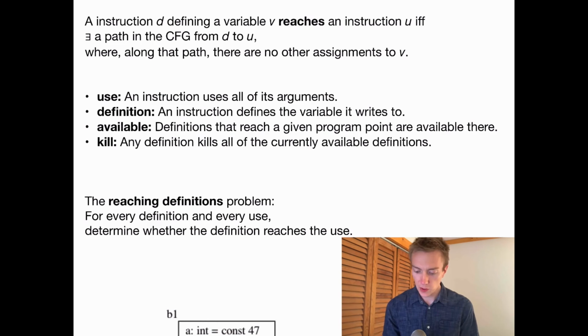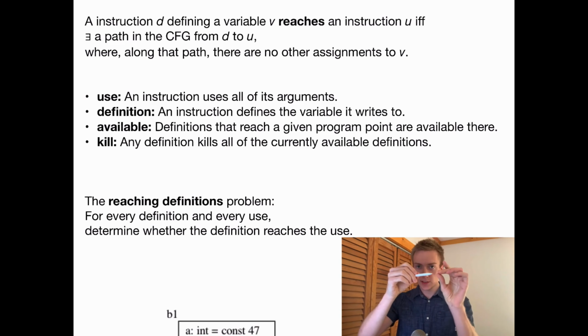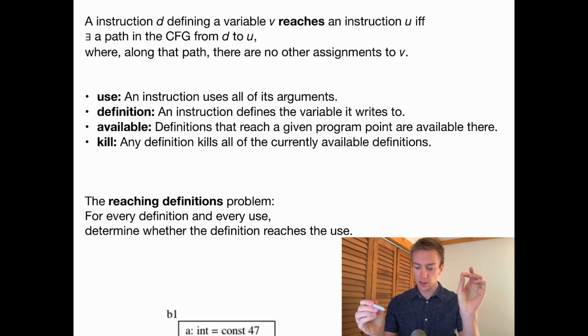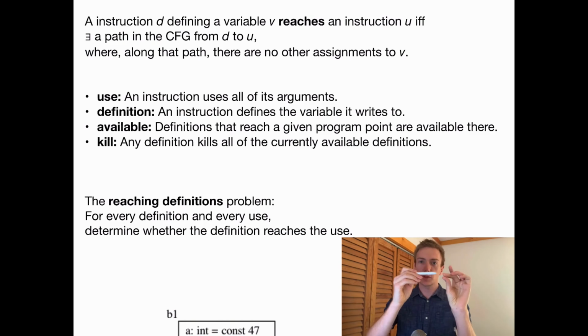So to return to our definition of reaching, this is just to say that if you have a definition of some variable v that reaches some other instruction, remember, the definition is an instruction, that reaches some other instruction, call it u, there exists a path in the CFG from D to U, that is, it's possible for control to go from the definition to the use, where along that path, tracing all the basic blocks, there are no other assignments to that variable v. That is, that definition is not killed along the path.